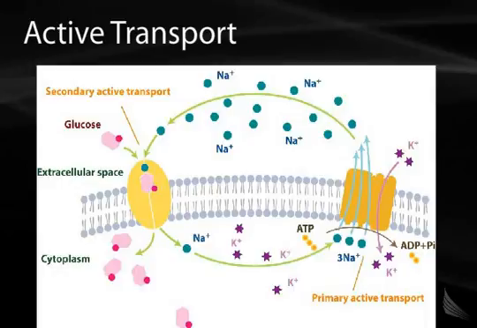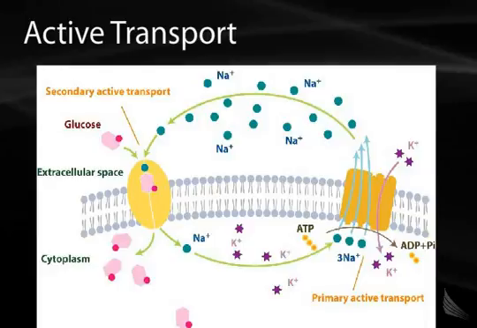The next slide shows an example of active transport. On the right is an example of primary active transport. This is the sodium-potassium ATPase, which is found on virtually all membranes in the body. This sodium-potassium ATPase will actively pump out 3 molecules of sodium for every 2 molecules of potassium that are pumped in, and in the process will break down ATP.